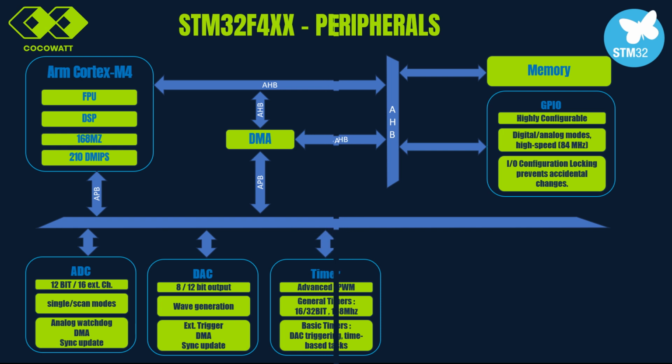This STM32 has 3 types of timers. Advanced control timers offer 16-bit resolution, up or down counting modes, and complementary PWM outputs with programmable dead time insertion, ideal for motor control. General purpose timers support 16-bit or 32-bit resolution with DMA and max clock speeds of 84 MHz or 168 MHz. Basic timers are used for DAC triggering and simple time-based tasks.